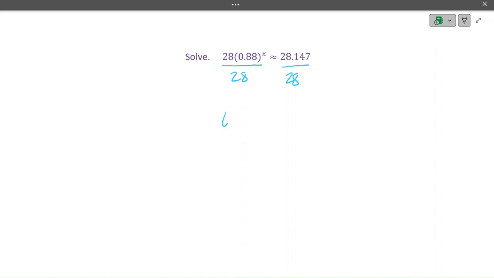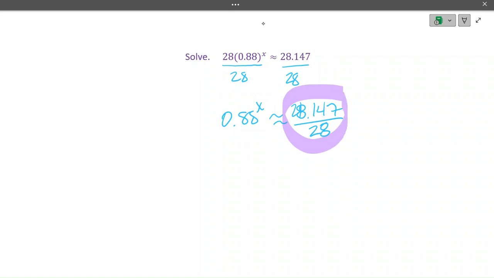So when I do that, that leaves me with 0.88 to the x is approximately equal to 28.147 divided by 28. I am making a very deliberate choice not to divide this out and write it as a decimal, because I can already tell that my answer is rounded off here because it's approximately equal to. The more I keep rounding, the more inaccurate my answer is going to be. So I'm just going to leave this whole chunk right here as my non-base and work with it from there. And that way we get the most accurate answer.